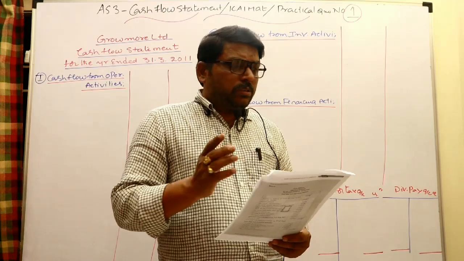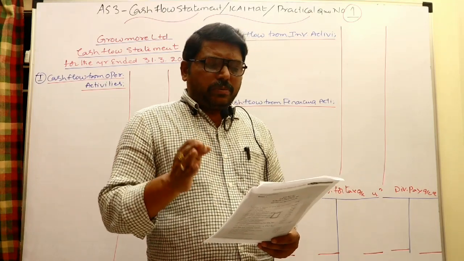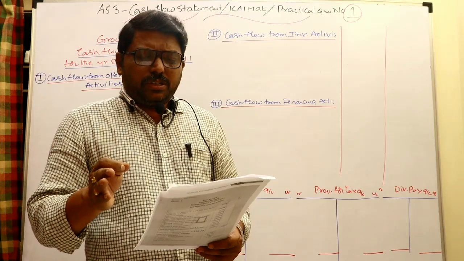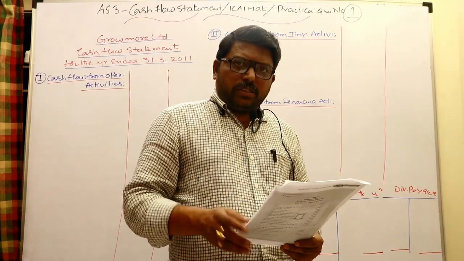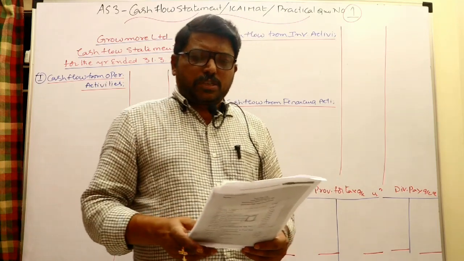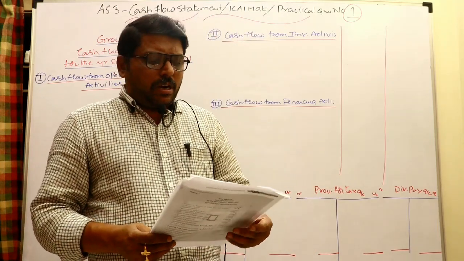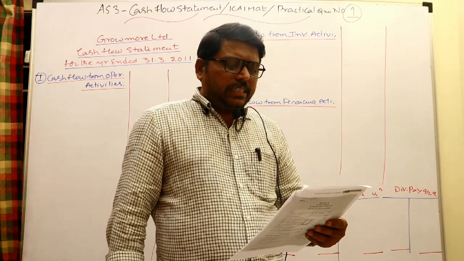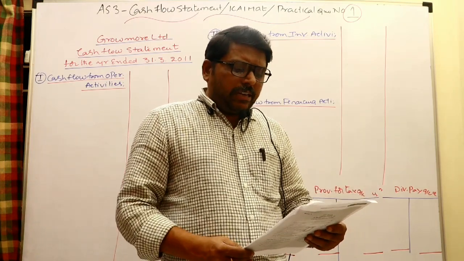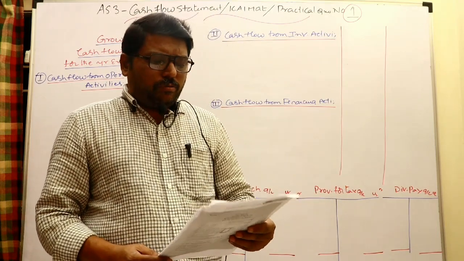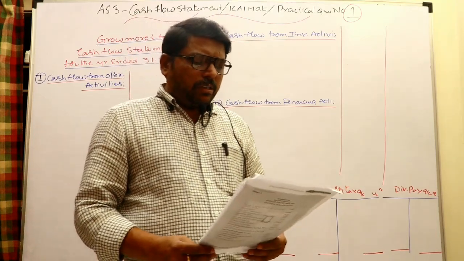Investments opening nil, closing 1 lakh. It is very clear that investments were purchased during this year. Cash paid for purchase of investments, investing activity. If nothing is mentioned, 1 lakh is cash paid for purchase of investments. Trade receivable, current asset decrease. Current asset decrease means inflow. Inventory increase by 2 lakhs, outflow. And cash in bank balance.